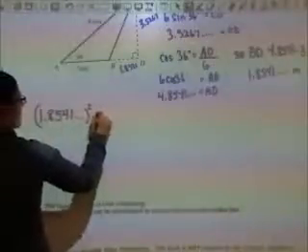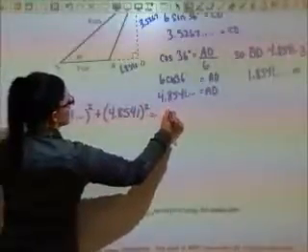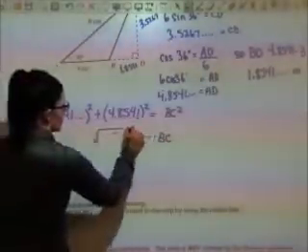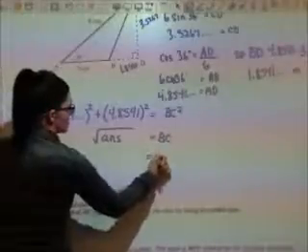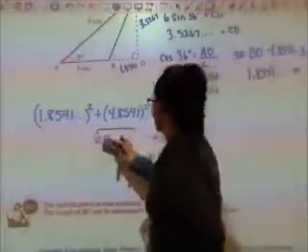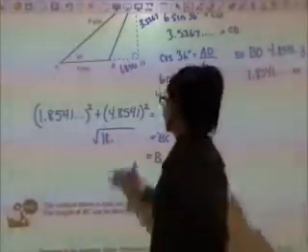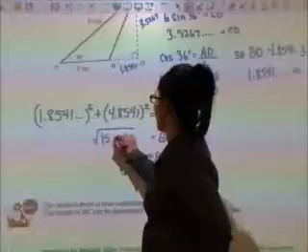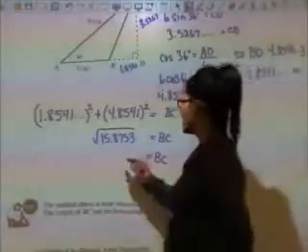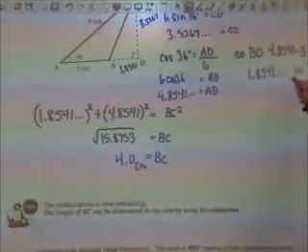1.8541 squared plus 3.5267 squared would equal BC squared. So then BC would be the square root of that answer, which is 15.8753. And the square root of that gives me, to round it to the nearest tenth, 4.0 centimeters. I guess this right here should have been centimeters as well.